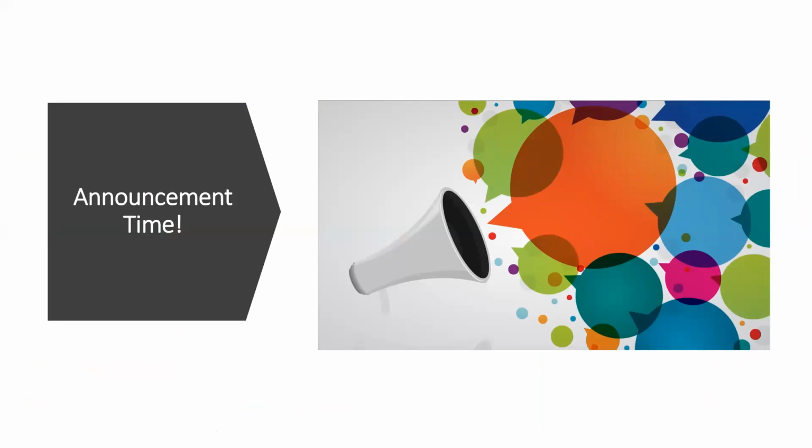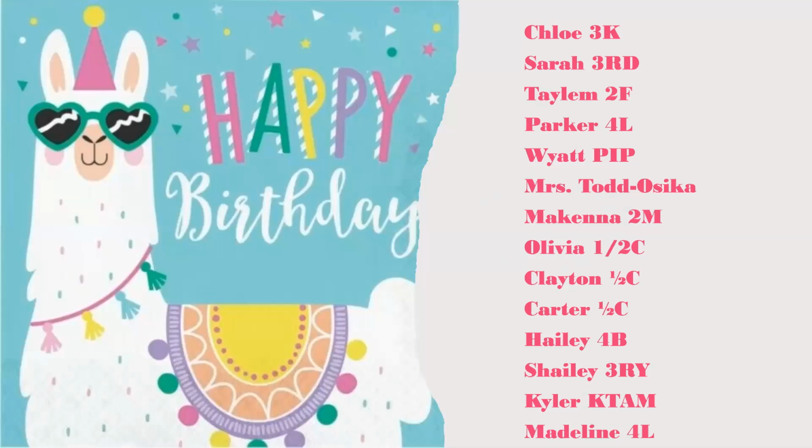Announcement time. Here we go. We are on location here in the gym. I've got Julia. She's going to do birthdays. Happy birthday to Chloe and 3K, Sarah and 3RD, Talem and 2F, Parker and 4L, Wyatt and Pip, Mrs. Tadasika, McKenna and 2M, Olivia and 12C, Clayton and 12C, Carter and 12C, Haley and 4B, Shaylee and 3RY, Kyler and KTAM, and Madeline and 4L. Happy birthday to you all. Wow.